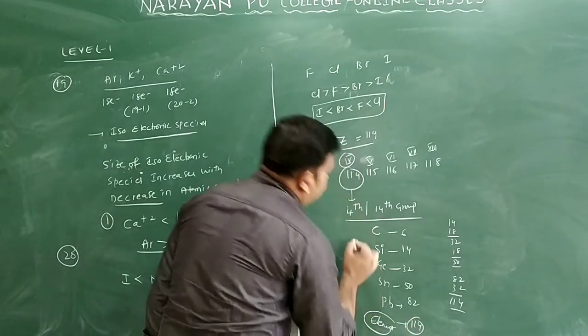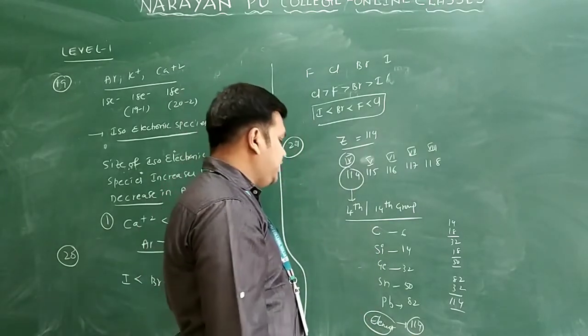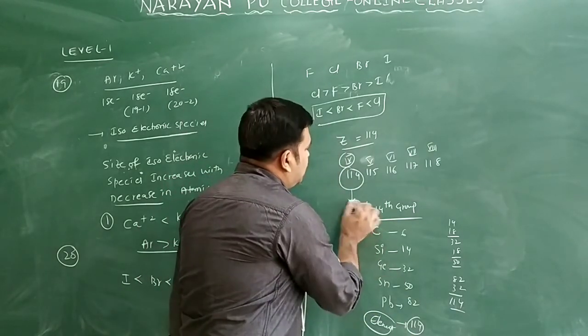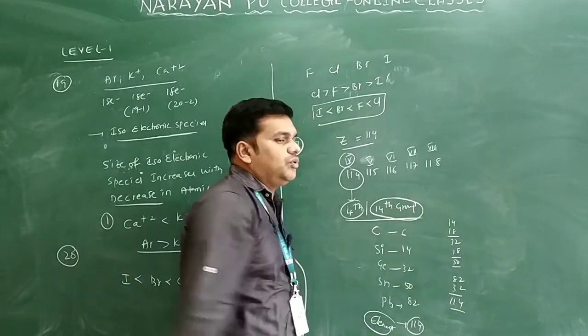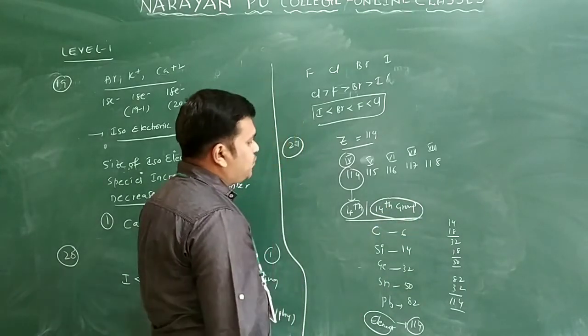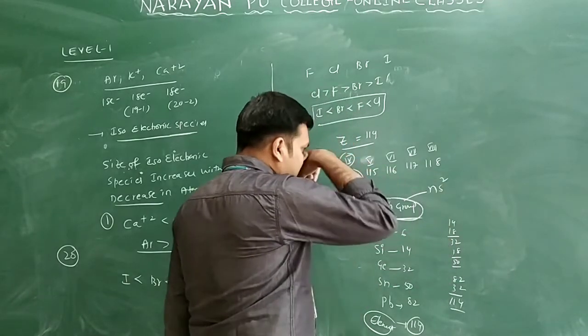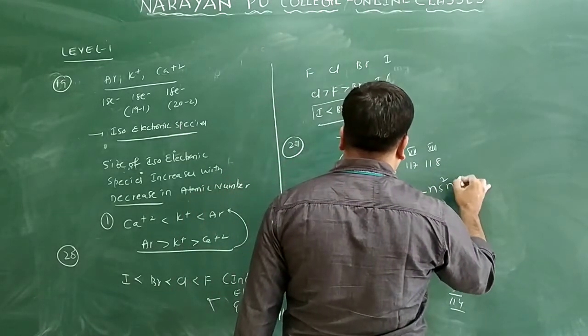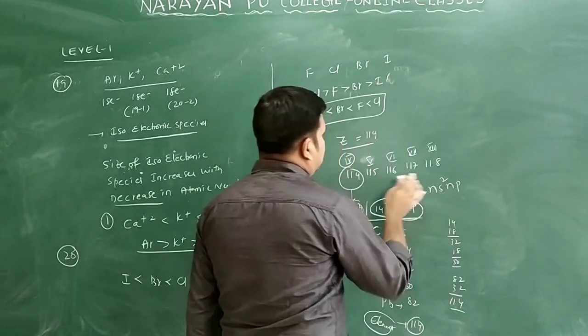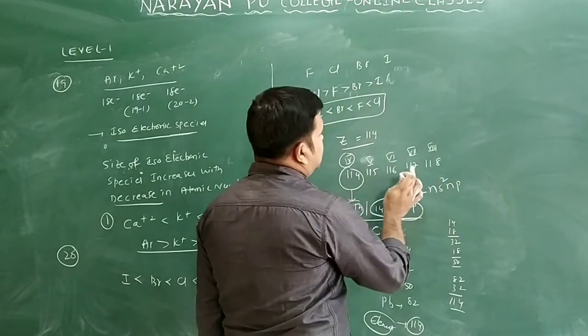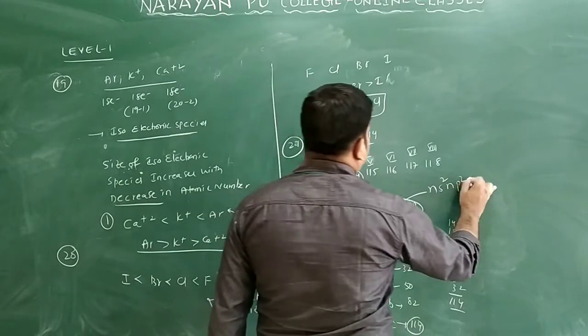So the element belongs to which group? The element number 114 belongs to the 4th group, or you can say 14th group only. What is the general configuration of this 14th group? You will write ns2, like carbon only. ns2, this is 6, this is 5, this is 4, this is 3, you will write ns2 np2 only.